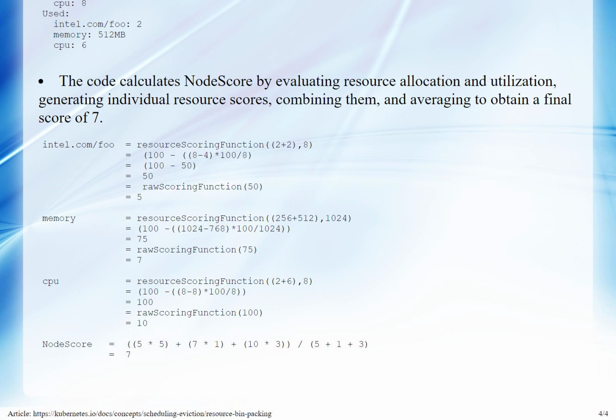The code calculates the node score for a node based on the resource allocation and utilization of intel.com/foo, memory, and CPU. It applies a resource scoring function to determine the score for each resource type, then combines these scores to calculate the overall node score. Finally, it divides the sum of individual resource scores by the total weight of the resources to get the final node score of 7.